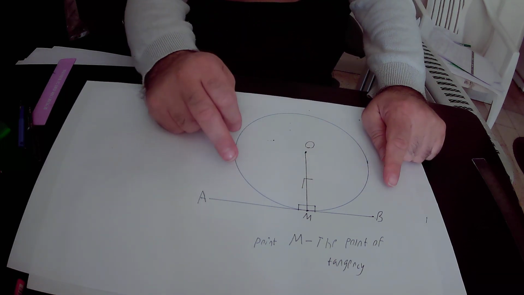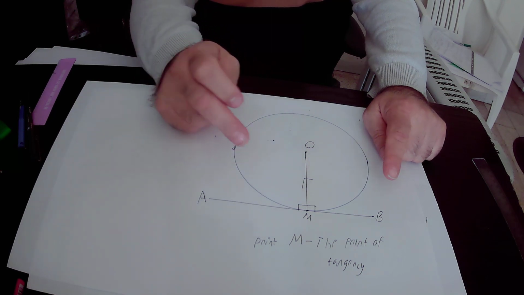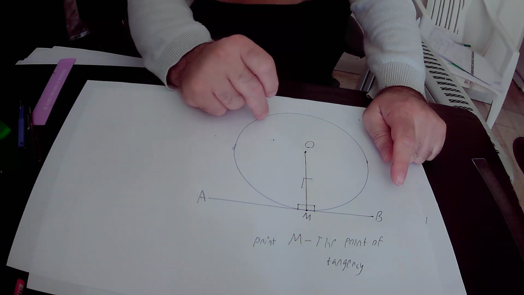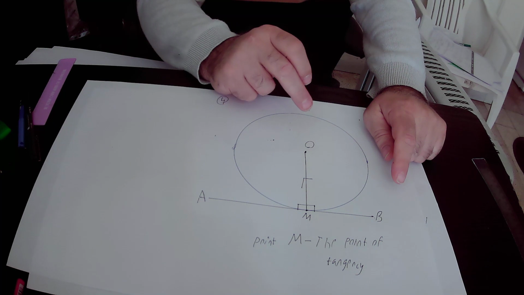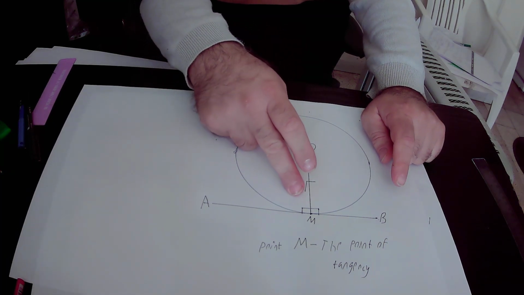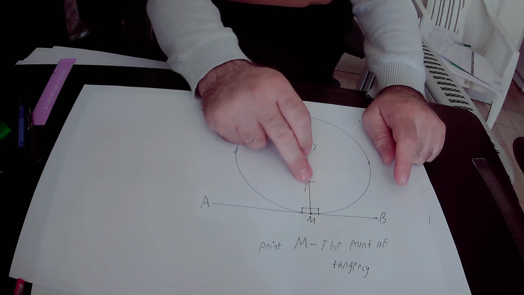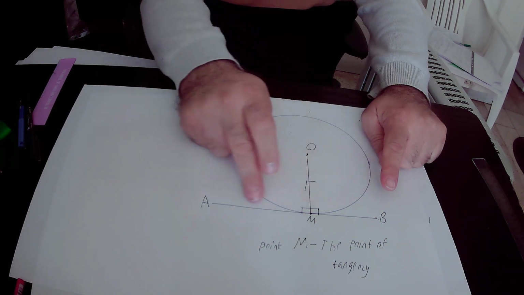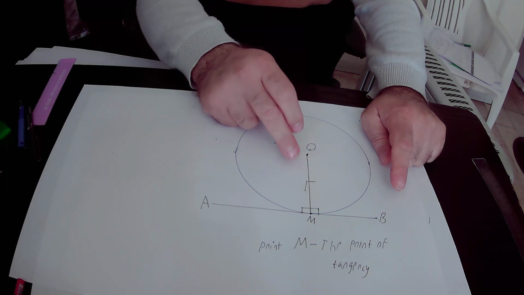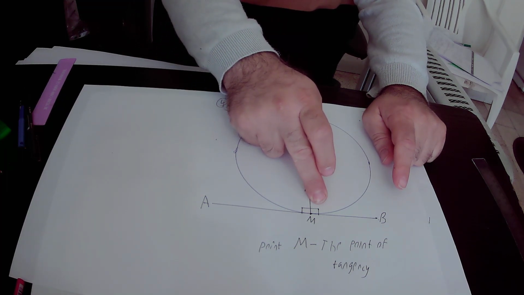Tangent AB is tangent to this blue circle at point M. Point M is the point of tangency of tangent AB with this blue circle. And we have this radius, the radius OM, drawn to the point of tangency. Therefore, the tangent AB is perpendicular to this radius. That is to say, this angle equals 90 degrees and this angle also equals 90 degrees.